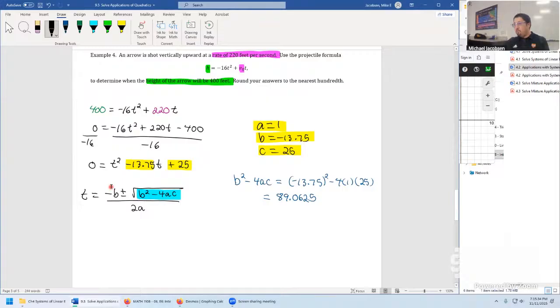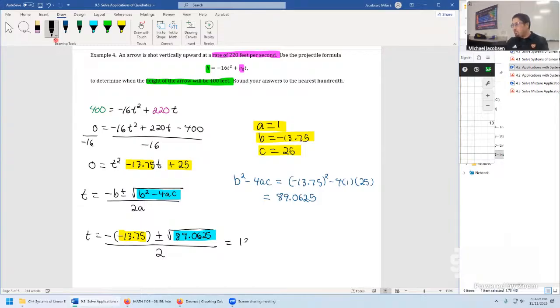Now, just like in the last problem, t is time, so this has to be a positive quantity. So we'll keep that in mind when we go to calculate its values. First, plug in the b value. B is a negative 13.75. So we have double negation here again on this problem. Watch out for that part. That's always extra tricky. Plus or minus the square root, 89.0625. So that goes in this position. And divide the whole thing by 2.